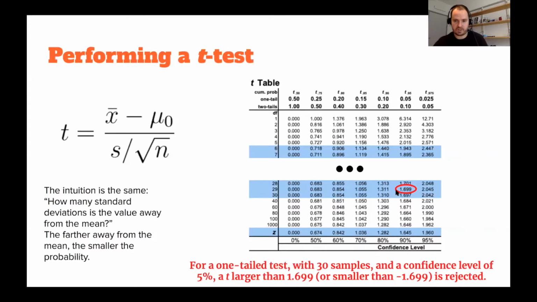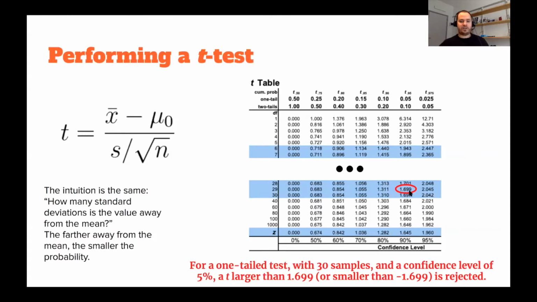What does this mean? What does this value mean? This means that anything that's more extreme than this, so anything that goes to the right of 1.699 is a rejection. If, of course, you're interested in values that are larger than the null hypothesis, right? That's what you're testing for. You're testing for anything that's 1.699 or more extreme than that. That's a rejection.